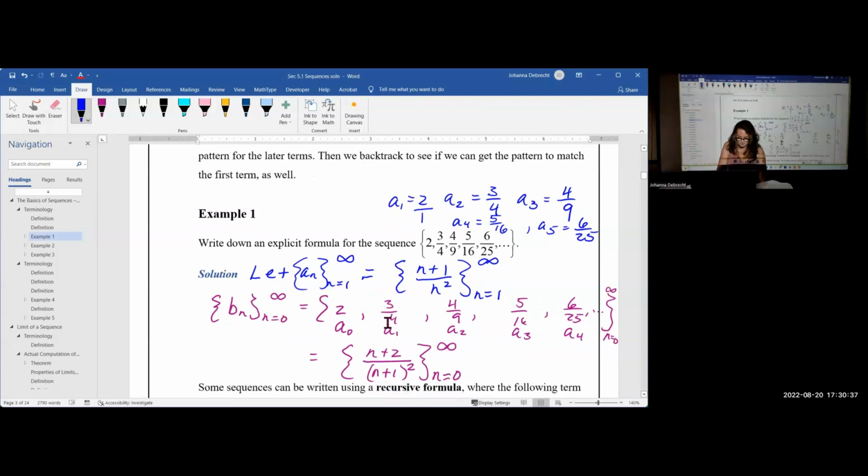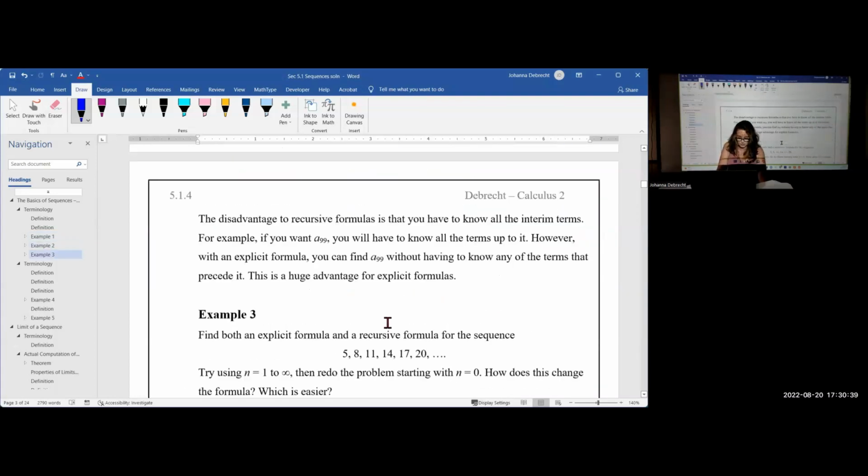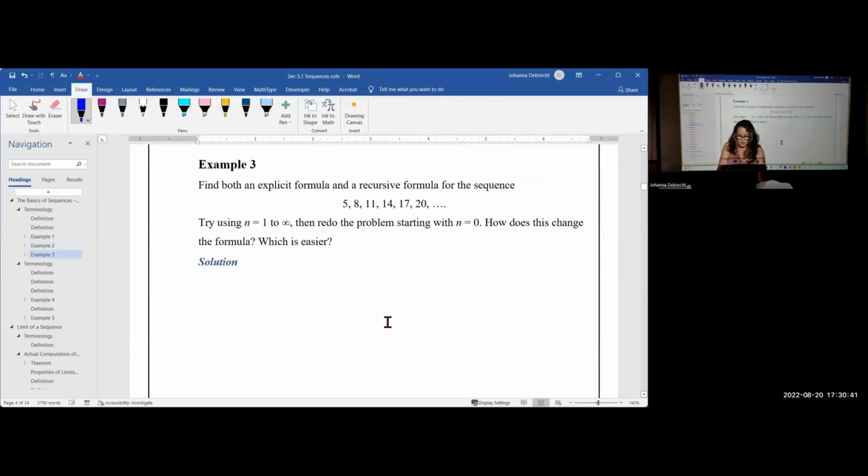Now let's take a look at our next example, number 3. We want to find both an explicit formula and a recursive formula for the sequence 5, 8, 11, 14, 17, and 20. So there must be a formula that's recursive and one that's not recursive. We're going to start using n equals 1 to infinity, and then we're going to redo the problem from n equals 0 to infinity. We're going to compare and see how this changes the formula, and decide which one we think is easier.